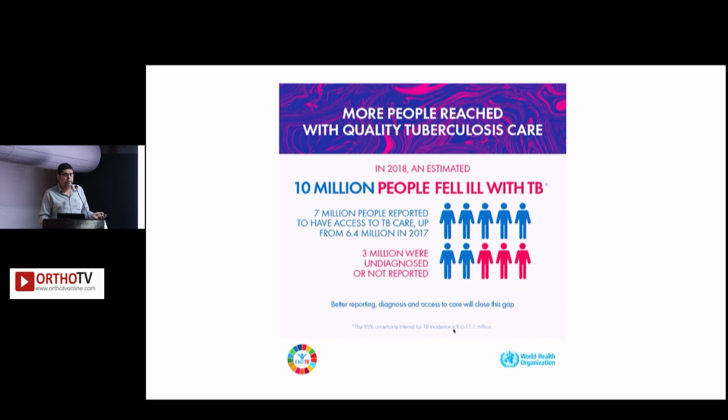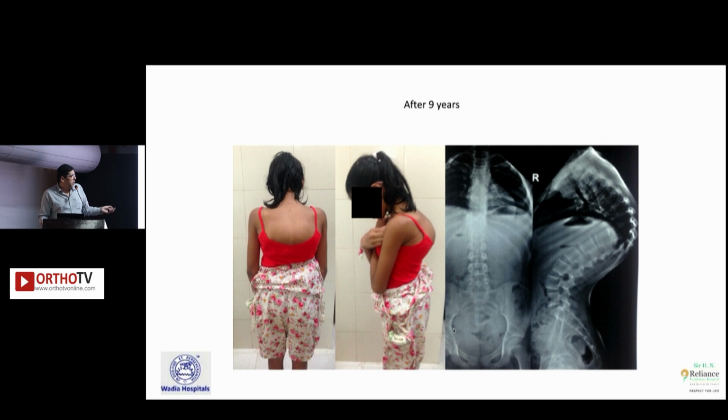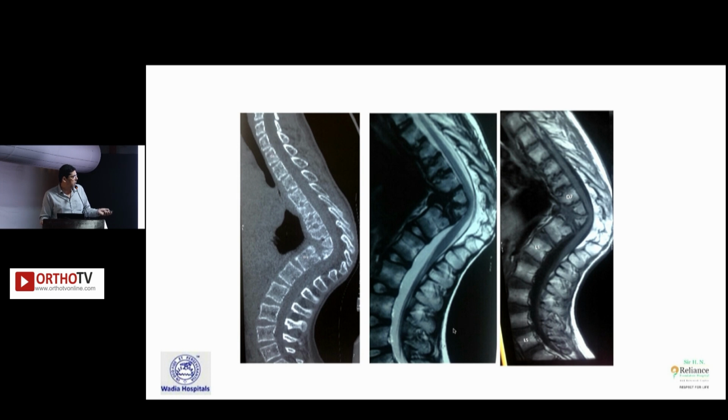So, a lot of people still fall sick because of this, and this is a 2-year-old child who had extensive tuberculosis, and was treated with AKT. This was her coming back at 9 years. So essentially, this is in essence what you don't want to see. Extensive involvement and then a late deformity, and she came with an early myelopathy. You can see here that there is a cord signal change there.